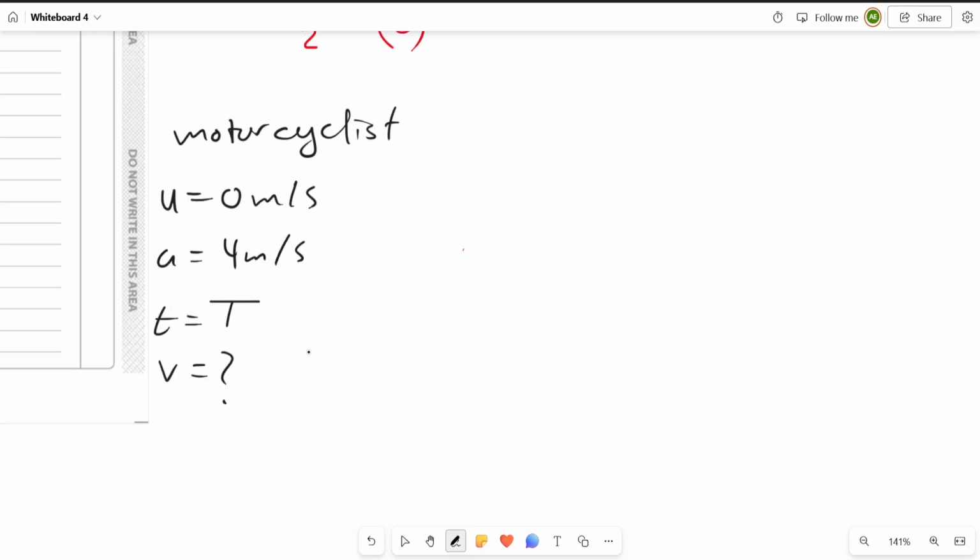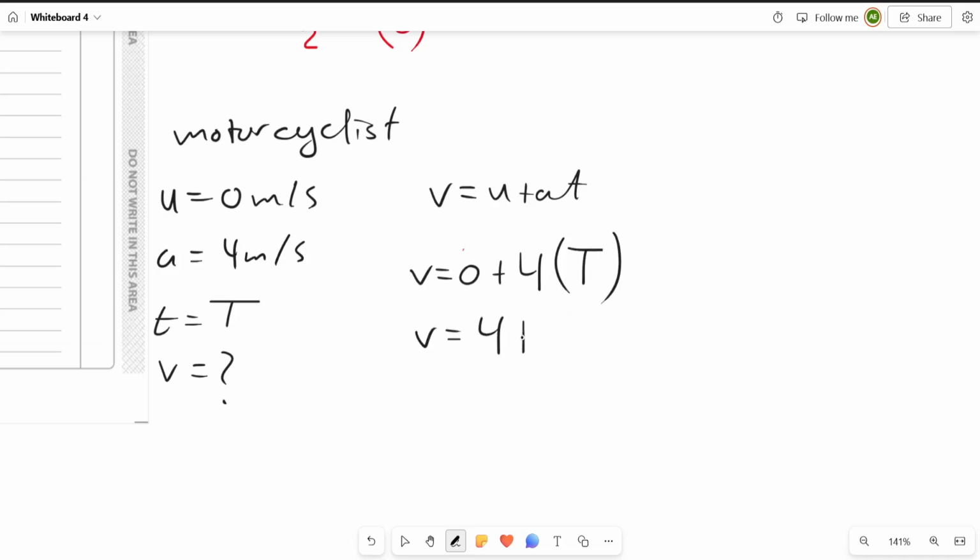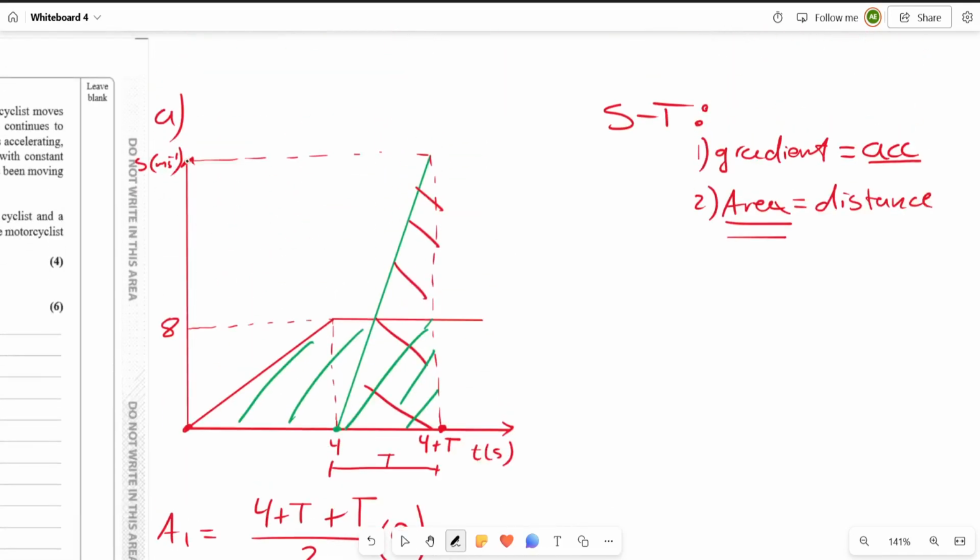I didn't mention s, the displacement or the distance, so I'm going to use this equation, which is v equals u plus a t. So v is going to equal u, which is 0, plus 4 times t, which is the big T that we know. So my velocity is 4 times t. So actually this point over here has a value of 4t.